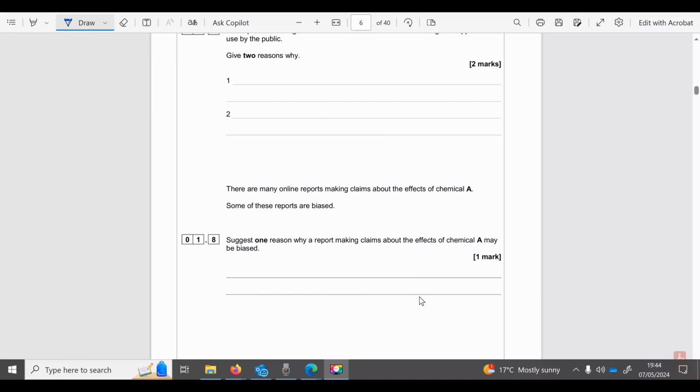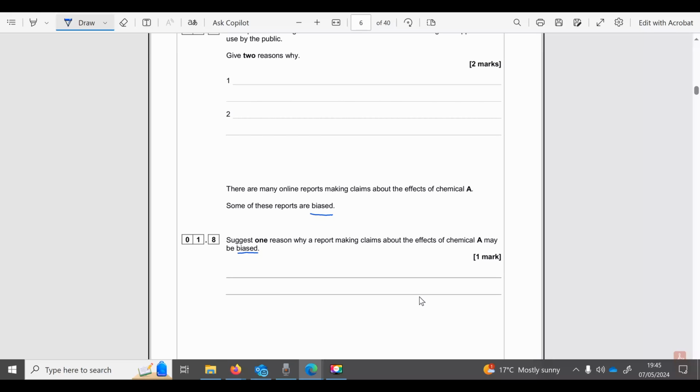Question 1.8. There are many online reports making claims about the effects of chemical A. Some of these reports are biased. Suggest one reason why a report making claims about the effects of chemical A may be biased. Remember what biased means. It means favoring a certain situation, condition. So, why would someone writing a report be biased towards the effects of this chemical and what they do?